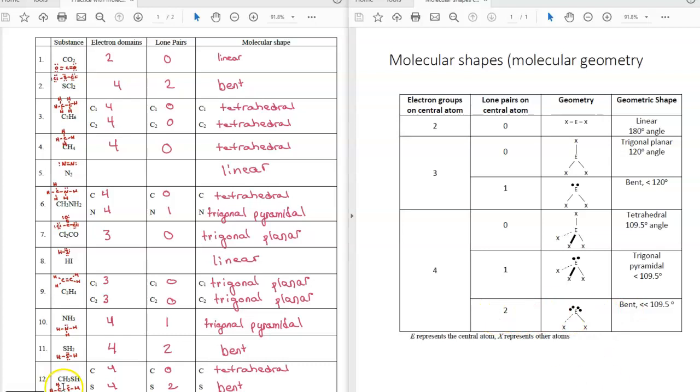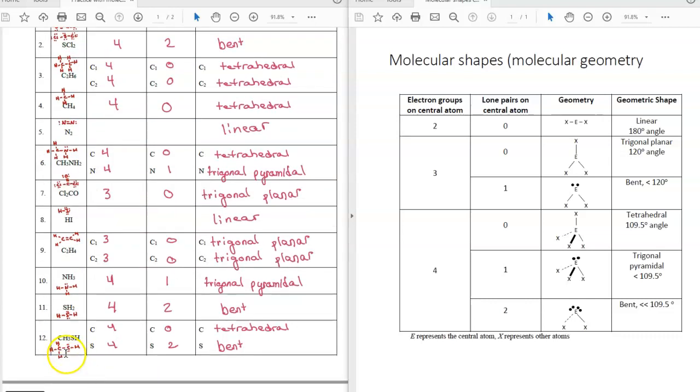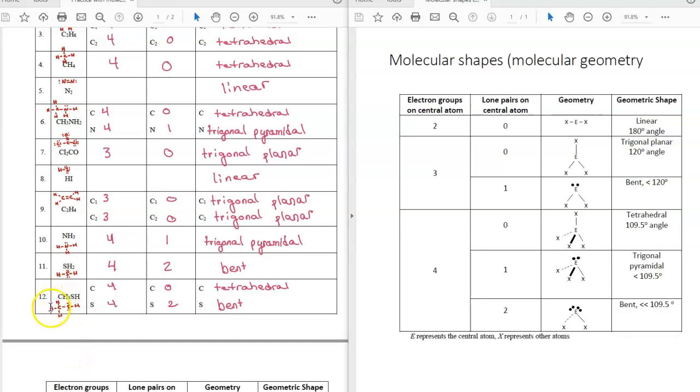And the last problem has 2 different atoms to consider. Carbon has 4 single bonds and no lone pair. Following the chart, it is tetrahedral with 109.5 degree angles. Sulfur also has 4 electron domains, but 2 of them are lone pairs. We can follow the chart to see it is bent with an angle somewhat less than 109.5 degrees.